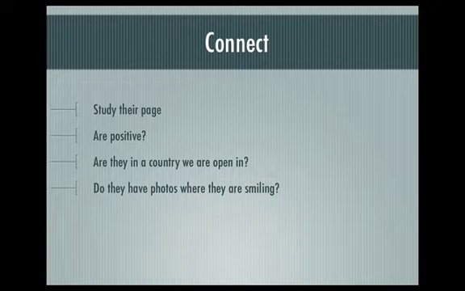Do they have photos where they're smiling? Real quick on this, when I'm studying a person's page and they are not smiling or not having a good time, then it's highly, highly likely that I'm not going to reach out and connect with them. You have to understand that in network marketing, these are people you want to work with. If they're not smiling and not having a good time on their profile page, it's going to translate offline as well. So you want to make sure that when you're connecting with these people, you feel that positive energy there.